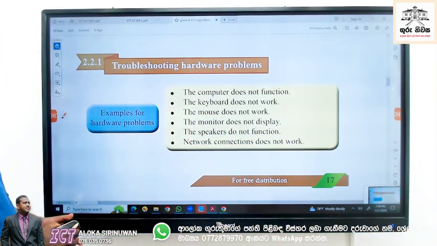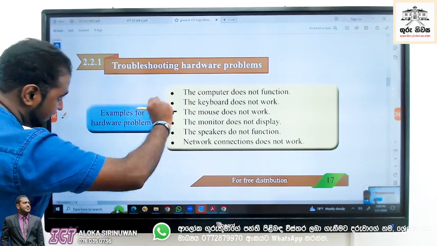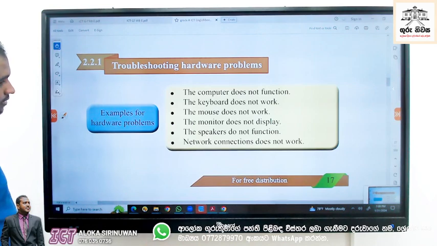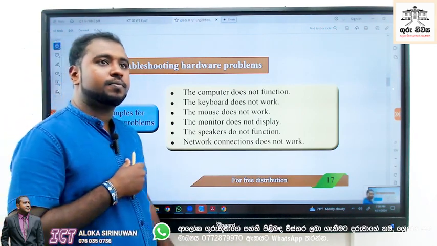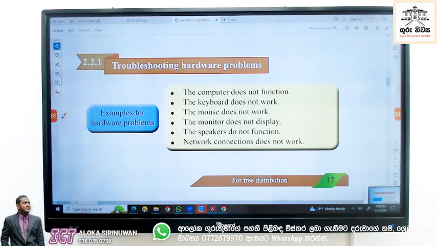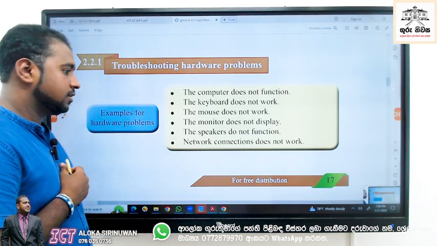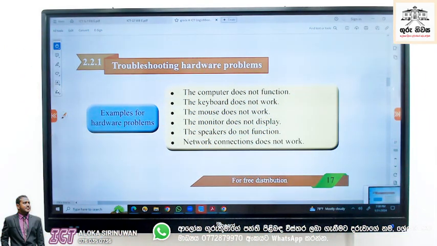Underneath that, write a little subtitle, using the same black color pen: Examples for hardware problems.